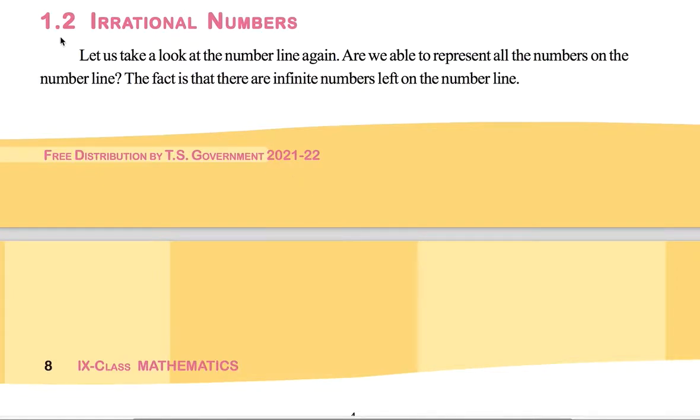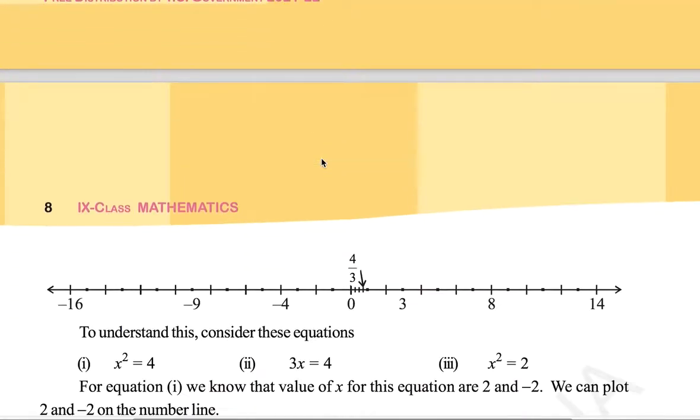Okay, let's begin from where we stopped in the last class: irrational numbers. Let us take a look at the number line again. Are we able to represent all the numbers on the number line? The fact is that there are infinite numbers left on the number line, right?